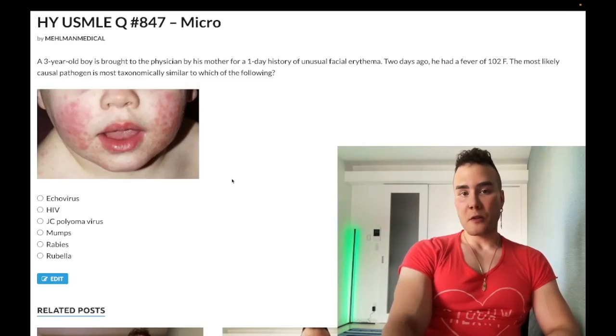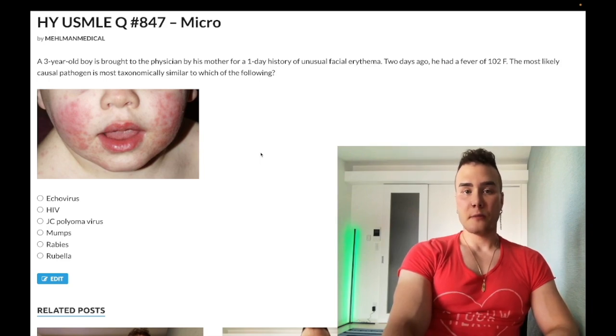How's it going, guys? Medium difficulty question for Step 1 micro. 3-year-old boy, he's got parvovirus B19. Okay, and so it's fifth disease, slap cheek appearance.